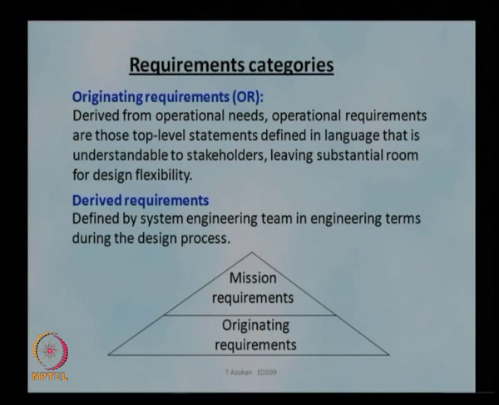And there are derived requirements which are defined by the system engineering team in engineering terms during the design process. So, derived requirements are basically the requirements which are identified by the system designers, which are needed to satisfy the originating requirements. So, originating requirements alone may not be sufficient, because there are many other requirements, like there are external systems, there are regulations. So, in order to meet all those requirements, the design team will identify some requirements, they are the derived requirements.